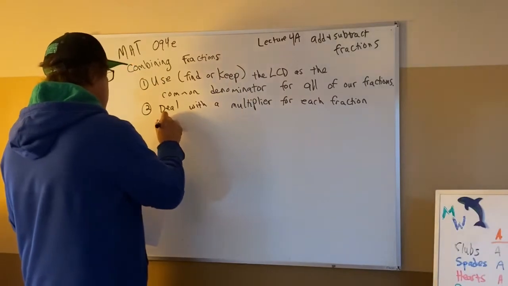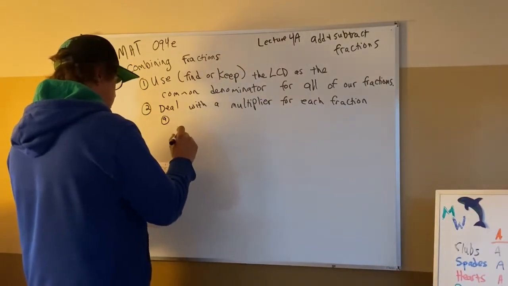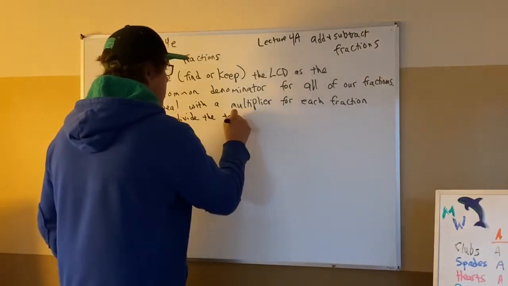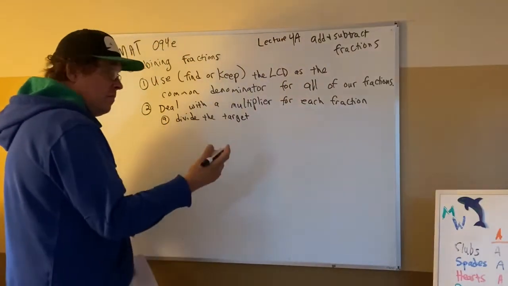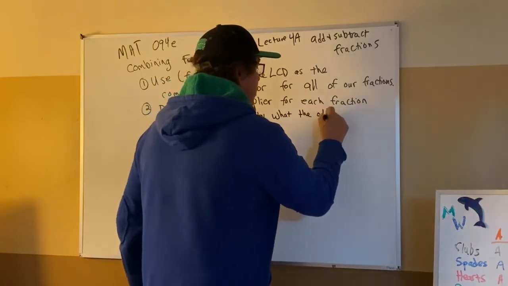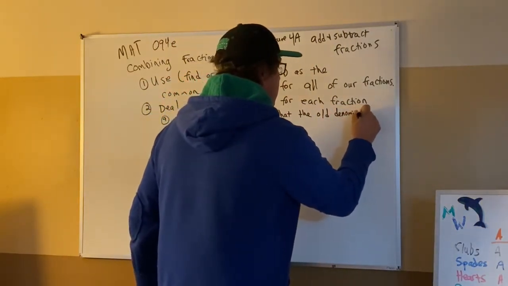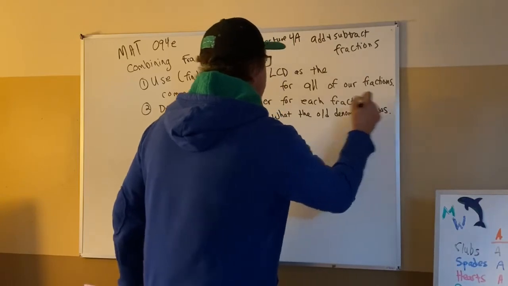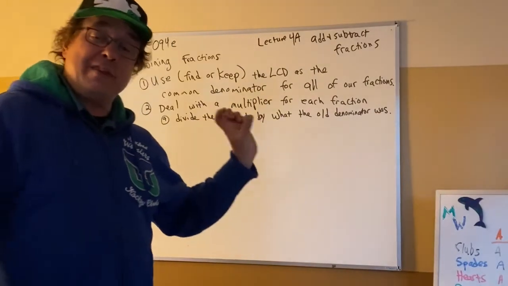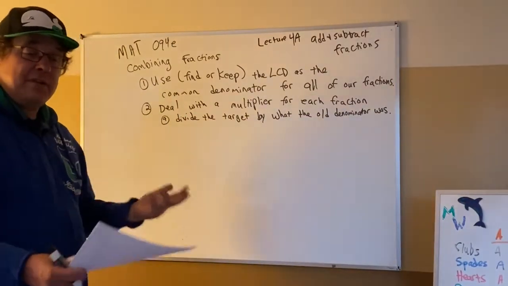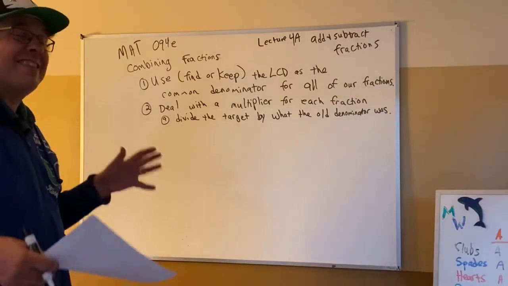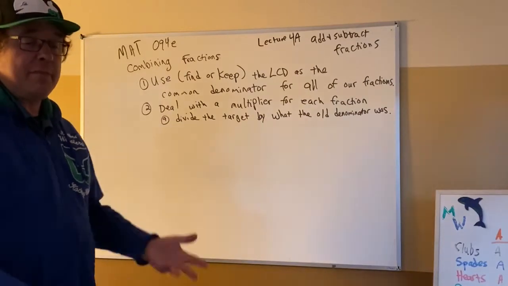So how? We're going to divide the target by what the old denominator was. The target is our LCD, divided by what the old denominator was. That gets us the multiplier, right? We deal with a multiplier for each fraction. The top and bottom of that fraction multiplier are going to be the same, so we don't change the value. The decimal value of our fraction will stay the same. If we triple the top, triple the bottom, what that fraction holds is the same decimal. We do 10 times the top and 10 times the bottom, it holds.